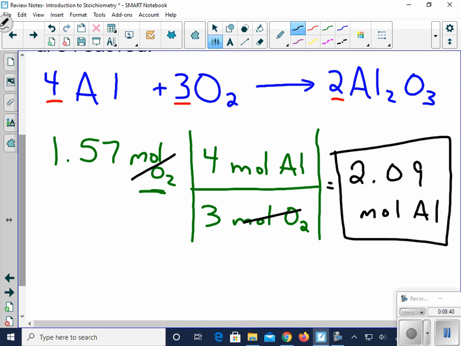moles of aluminum. So what I've done here, in the big picture, folks, is I've been given a value of moles of oxygen, and I have converted that value using the molar ratio into moles of aluminum. That's the very first step of all these problems. We have to know how to get a balance or a molar ratio from a balanced chemical equation.